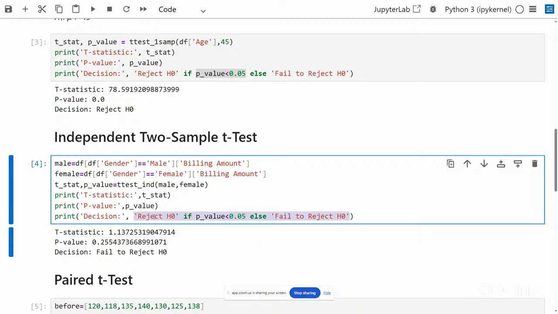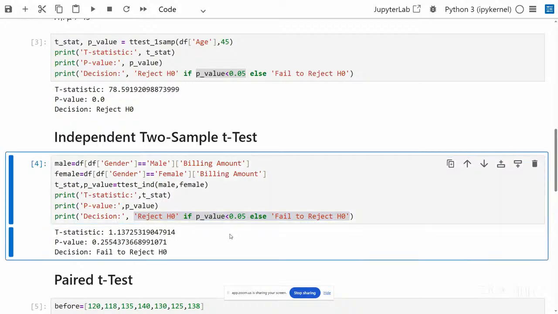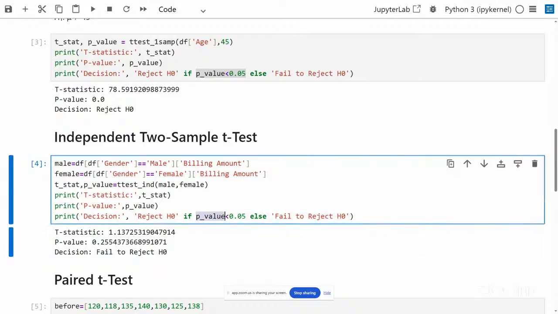Okay, so when we compute all these values, you can see the value of t-stat is there, the value of p is also there. When you compare, this p-value is 0.25, which is greater than 0.05, not less than 0.05. This is the p-value, and this is the value of alpha, which is 0.05. The p-value is greater, so fail to reject H0.